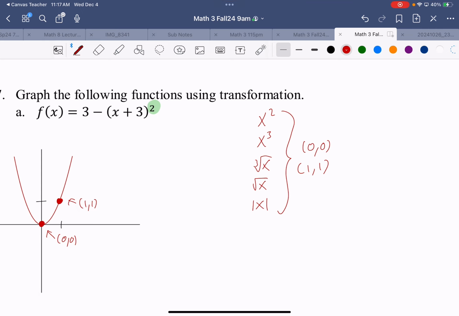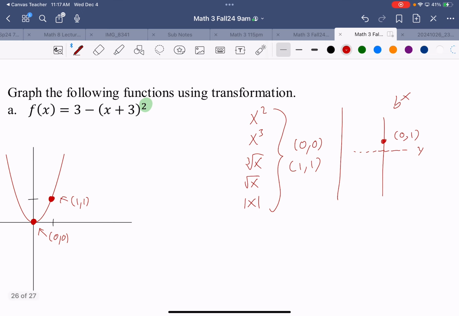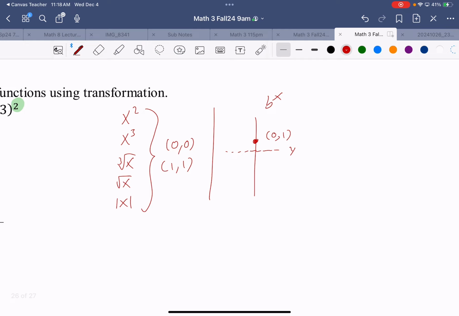As for the exponentials, remember, they all have that horizontal asymptote and that point 0, 1. This is for exponentials. And then logarithms, right? Logarithms share that horizontal asymptote and that 1, 0 point, right? And exponentials, if the base is bigger than 1, go this way. So it's when the base is bigger than 1, not 0.